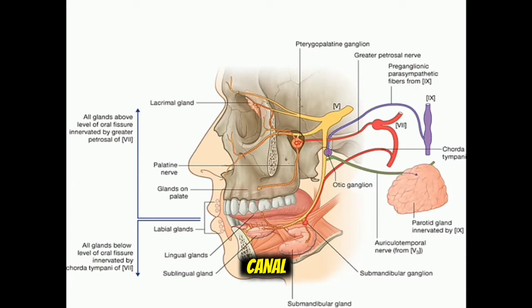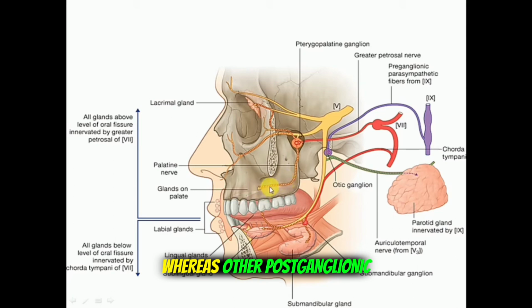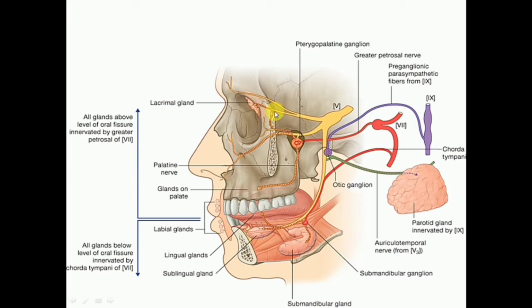This nerve of pterygoid canal will come towards the pterygopalatine ganglion, where the parasympathetic fibers carried by the greater petrosal nerve will relay in the ganglion, and the postganglionic fibers will pass via nasal and palatine branches to supply the various mucosal glands in the nose, palate and pharynx, whereas other postganglionic fibers will pass via the maxillary nerve, its zygomatic branch, the zygomaticotemporal branch, and communicating branch with the lacrimal nerve, and via the lacrimal nerve eventually supply the lacrimal gland.